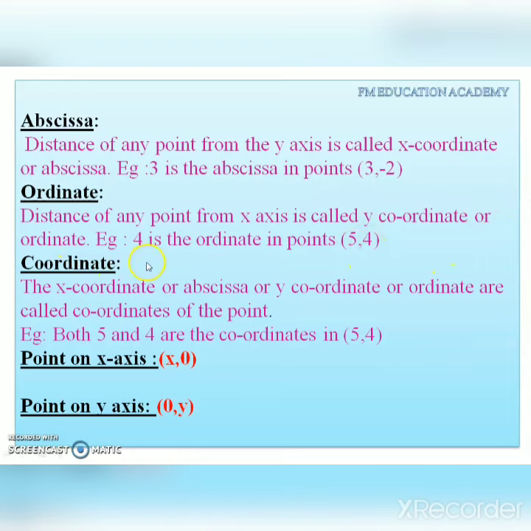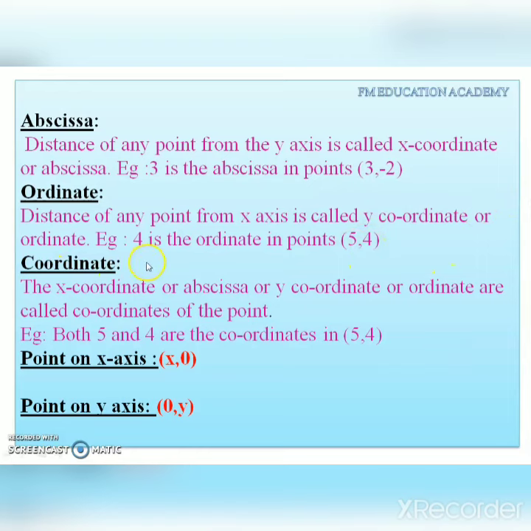Remember that: col means together, linear means line. So if the question asks us to prove whether the points are collinear or not, simply find the area of the triangle, and when you prove the area of the triangle is 0, you can say the points are collinear.